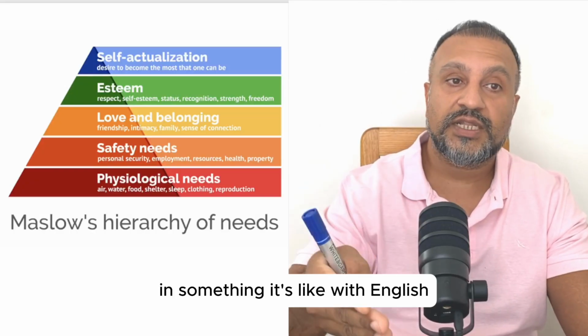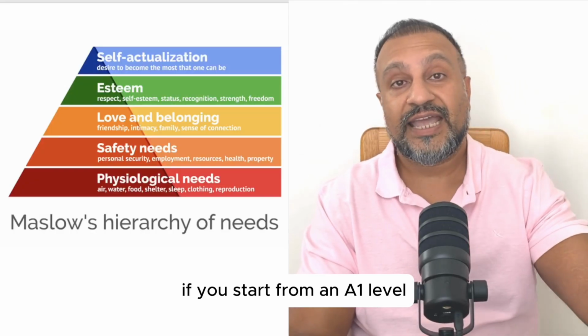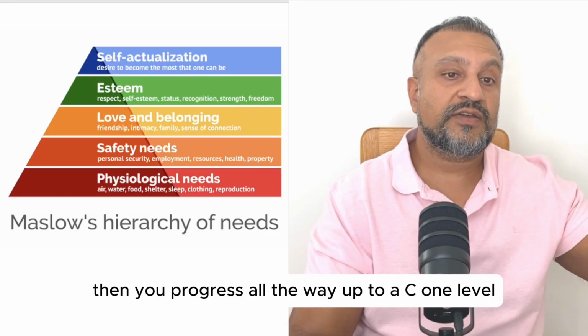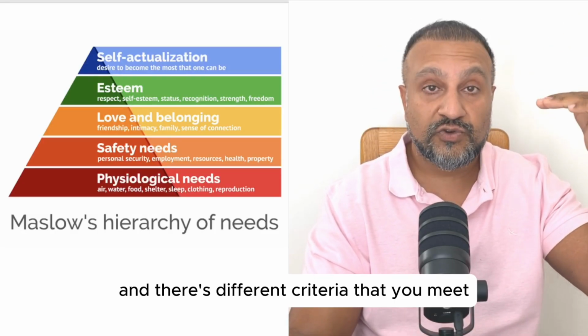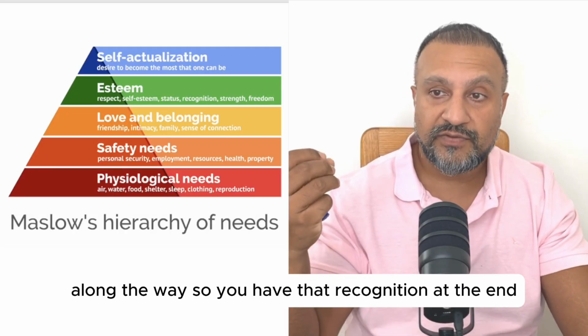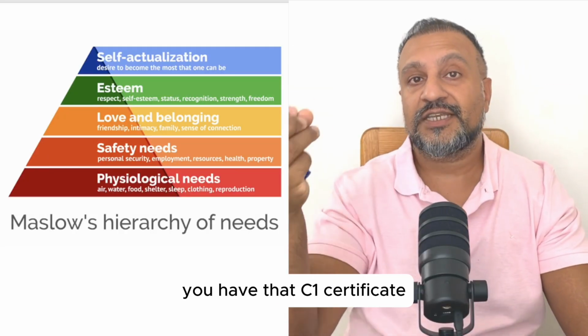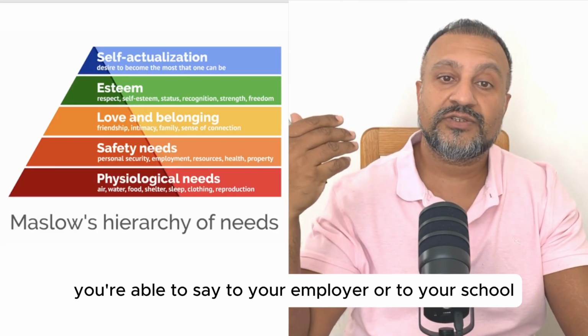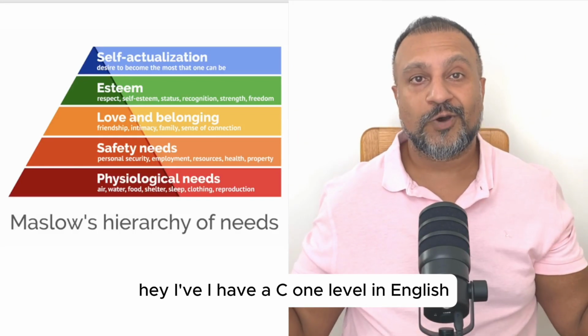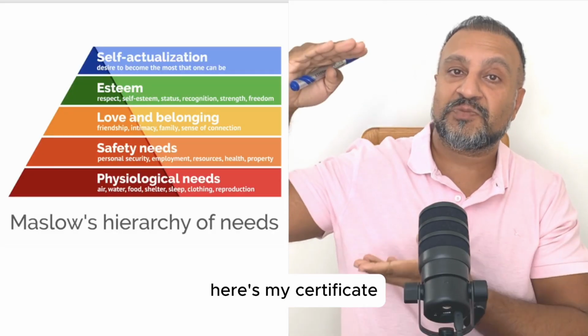It's like with English. If you start from an A1 level, then you progress all the way up to a C1 level. And there's different criteria that you meet along the way. So you have that recognition at the end. You have that C1 certificate. You're able to say to your employer or to your school, hey, I have a C1 level in English. Here's my certificate.